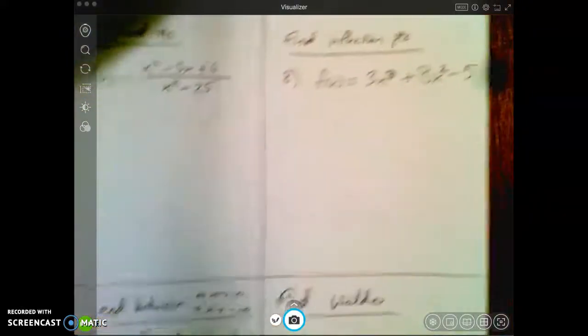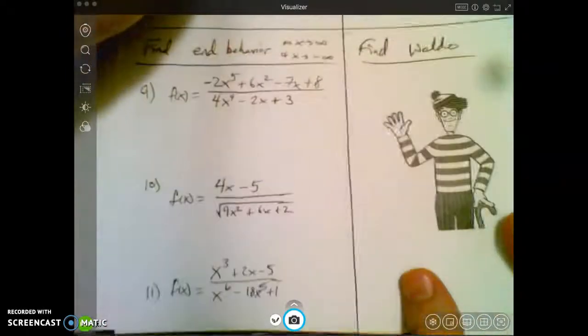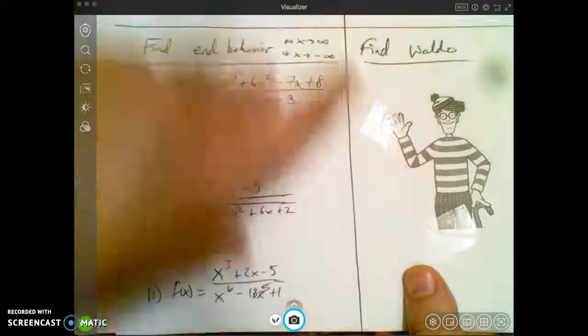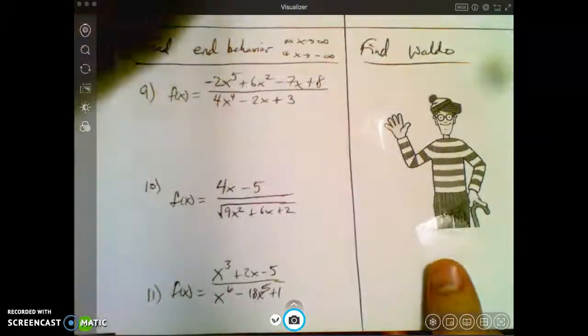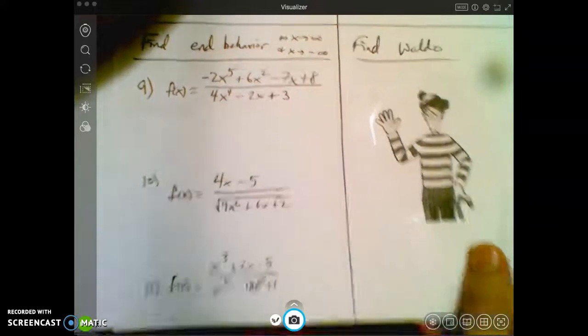I'm going to say skip this end behavior one because the next 2 days we're going to go over these. We'll come back to them. And I hope you can find Waldo. It's just a fun one for you. If you missed that, just quit.